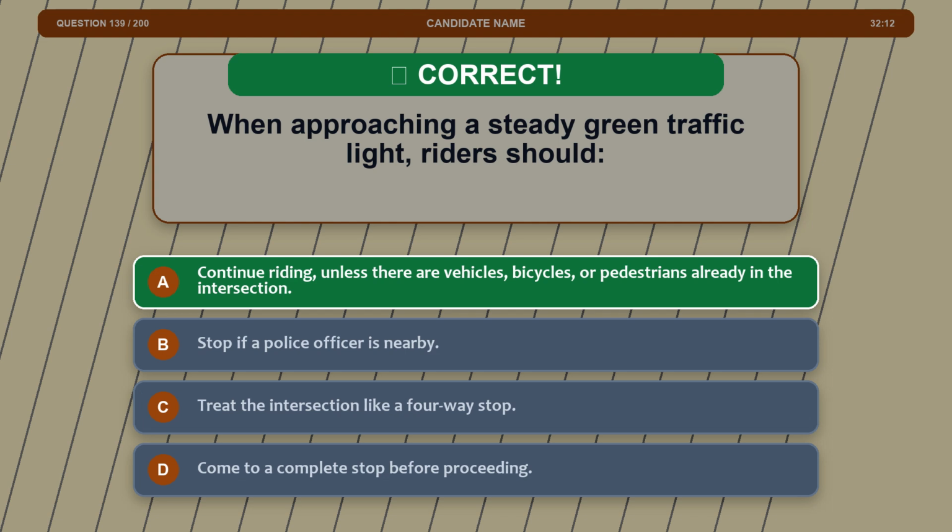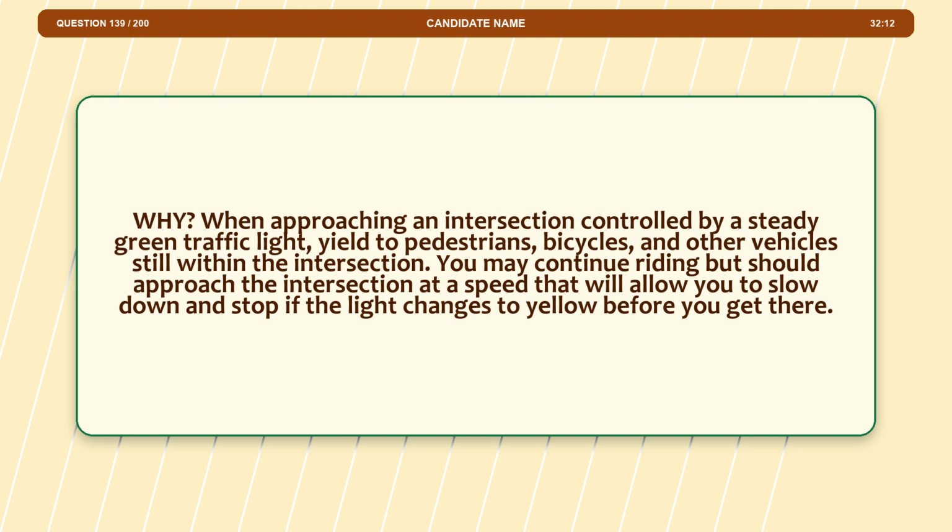The correct answer is option A. Continue riding, unless there are vehicles, bicycles, or pedestrians already in the intersection. Explanation. When approaching an intersection controlled by a steady green traffic light, yield to pedestrians, bicycles, and other vehicles still within the intersection. You may continue riding, but should approach the intersection at a speed that will allow you to slow down and stop if the light changes to yellow before you get there.